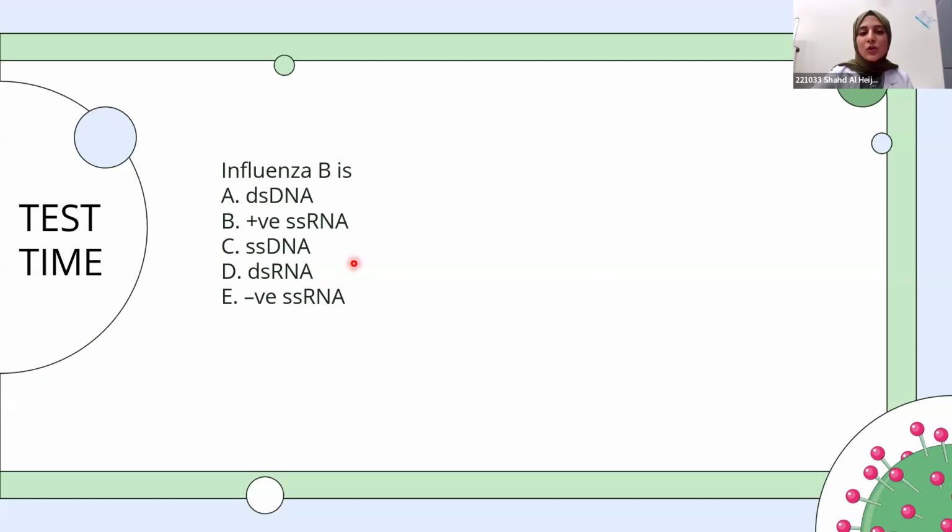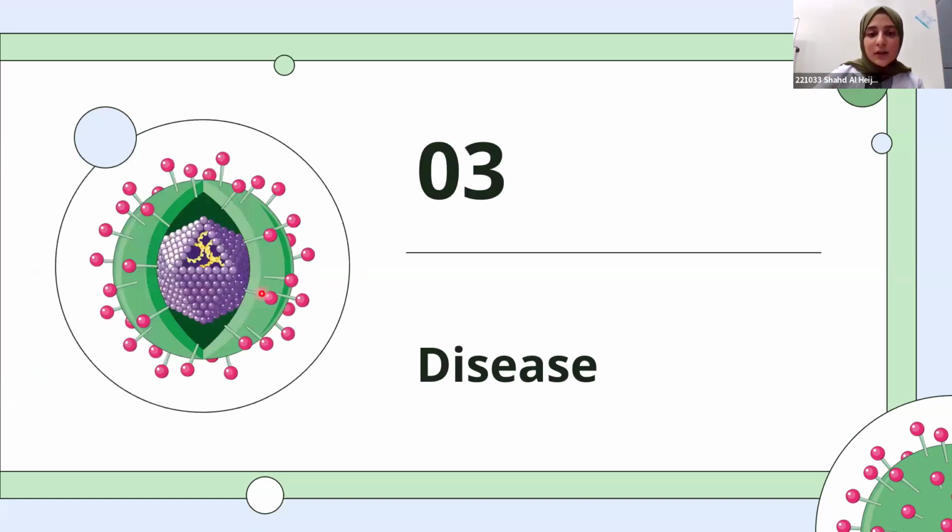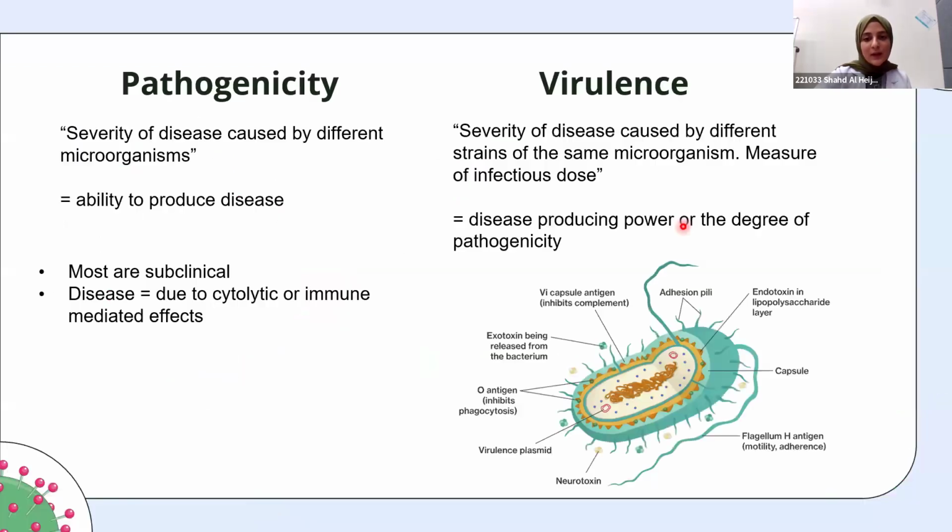Yes, exactly. So influenza B is a single-stranded RNA that is a negative strand. Correct. Now, lecture 3. Disease.